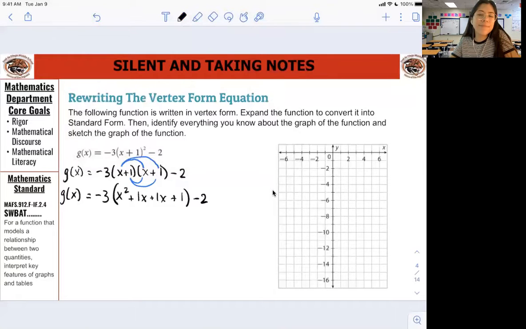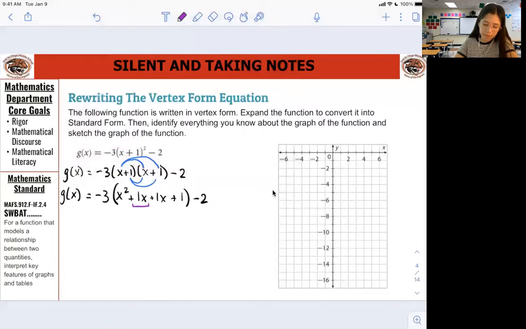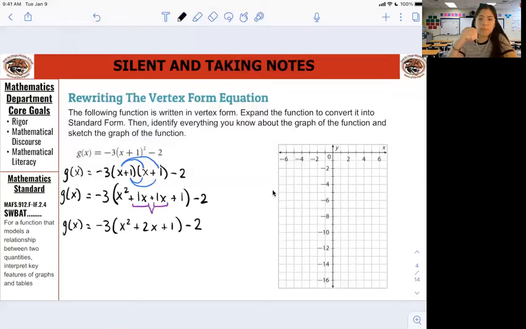Combine like terms inside the parentheses. So we want to combine like terms before we distribute. You could distribute at this point. It's not wrong, but it's going to be a little bit more neat if you combine like terms first. So combining like terms, 1 plus 1, 2. All right, so far, any questions? All right, now I can distribute.